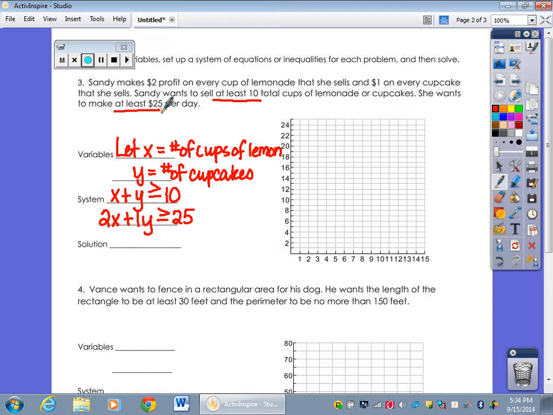So now we have to graph those and find a solution. So in order to graph them, I have to solve for y. So on this one, I'm going to take away x and take away x. So y is going to be greater than or equal to negative x plus 10. And over here, I'm going to take away 2x and take away 2x.